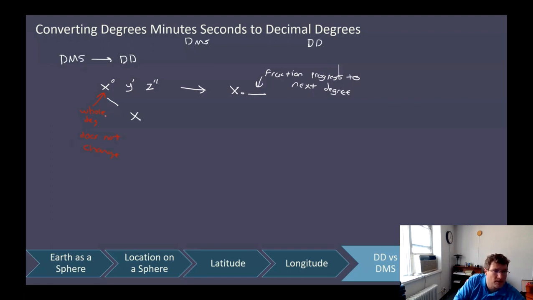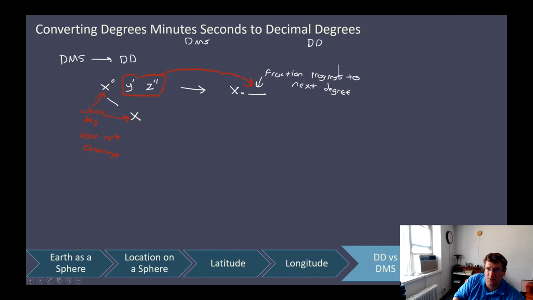Right? So this whole degree is the same as that whole degree. We're not changing the whole degree. Instead, what we're doing is converting this Y and Z into the fractional progress to the next degree. Because we know we're at some degree, but we also went past that a little bit. How far did we go past it? We went past it Y minutes and Z seconds.